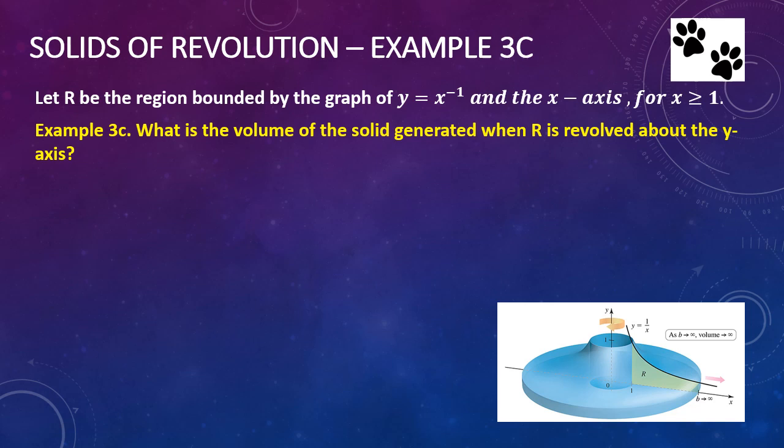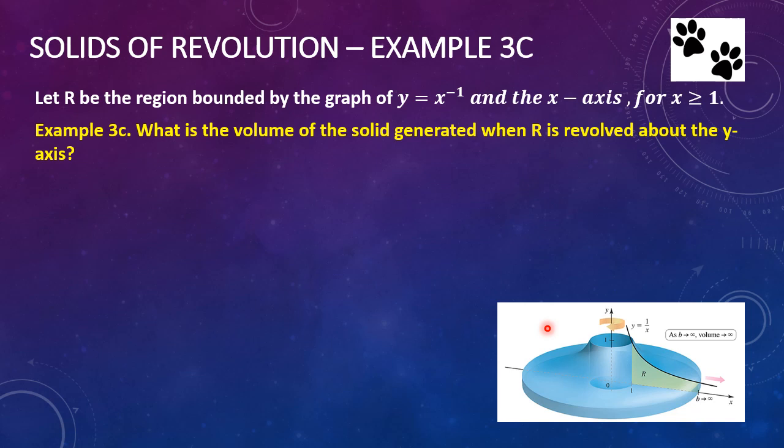So let's look at the last example, 3C. In this case, we're going to use the same formula, but we're going to try to find the volume of the solid generated when R is revolved around the y-axis. Again, it helps us to look at a graph of this, and we can see that we have a couple different methodologies we could use here. Do you remember what they are? Hit pause if you do and see if you can solve this.